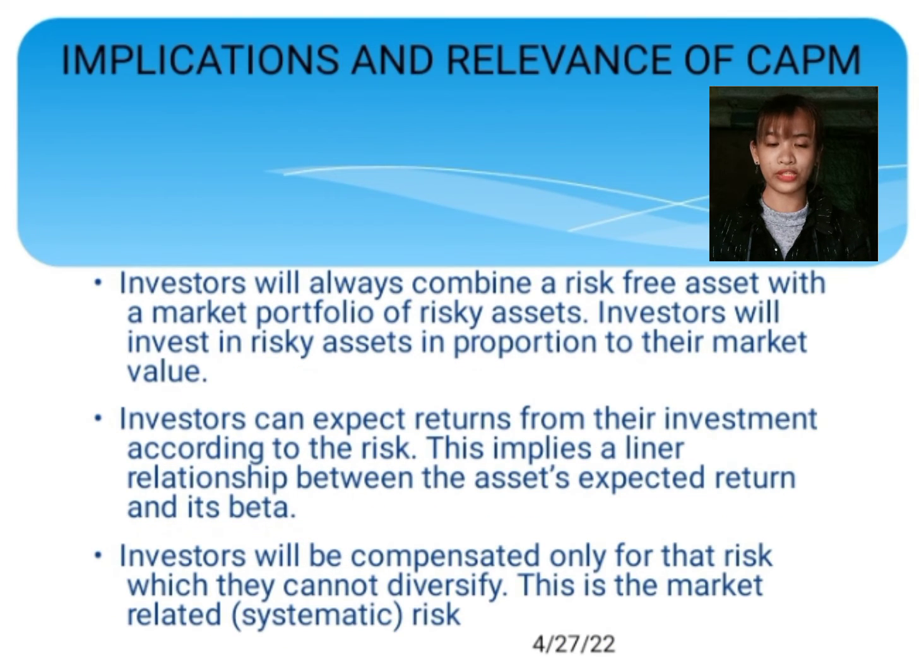Next are the implications and relevance of the Capital Asset Pricing Model. Investors will always combine a risk-free asset with a market portfolio of risky assets. Investors will invest in risky assets in proportion to their market value. Investors can expect returns from their investment according to the risk. This implies a linear relationship between the asset's expected return and its beta. Investors will be compensated only for that risk which they cannot diversify. This is the market-related, or systematic, risk.